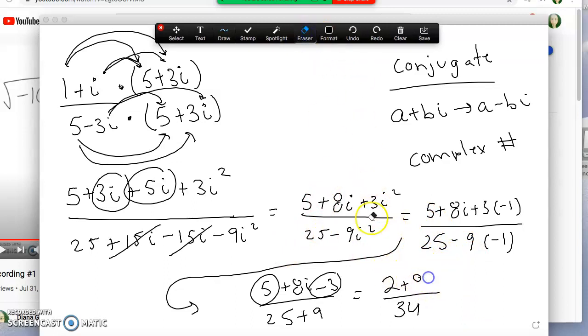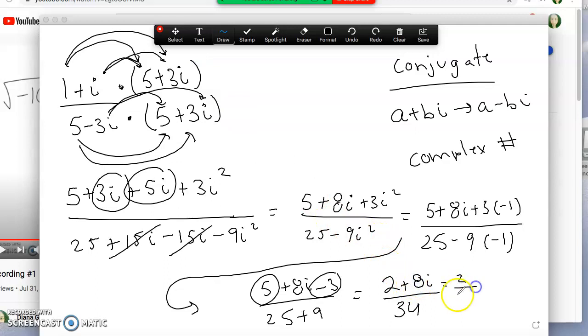Just want to make sure that's not an 81, that's an i. So I can keep simplifying. I can split this up. 2 over 34 can be simplified to 1 over 17, plus 8, 4 goes into 8, 2 goes into 8 four times.